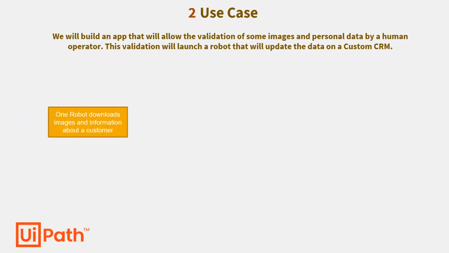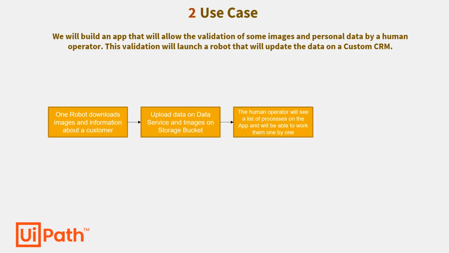So first step, this will not be shown in this demo, but it's easy for everyone of us to build a robot that downloads images and updates a database. So imagine that we start in a situation in which we have some images in a storage bucket and some information in Data Service. Okay, so this is the second step.